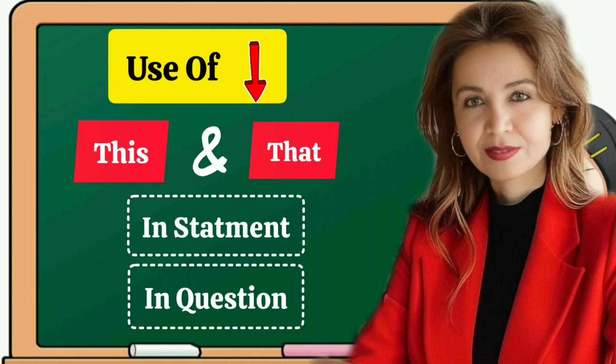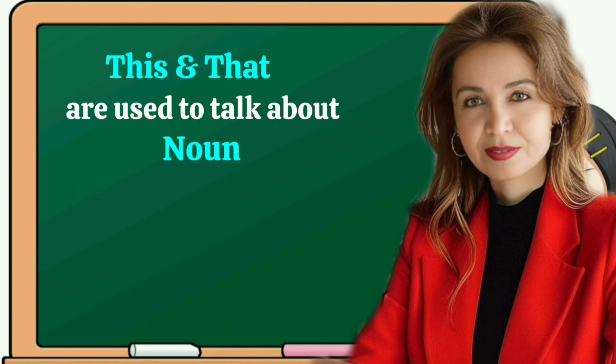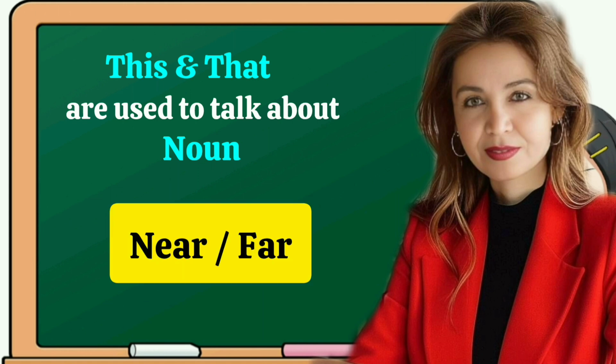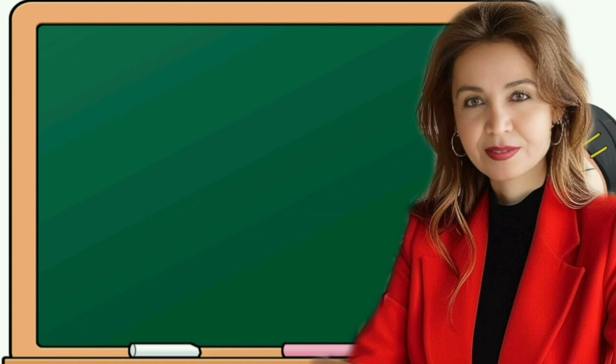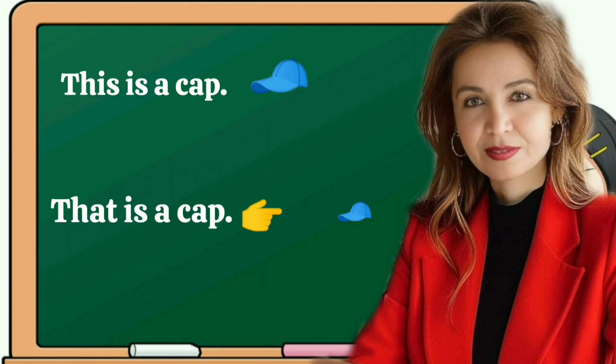In this video, we are going to talk about this and that. This and that is used to talk about nouns that are close to us or maybe far away from us. So let us have a look at this sentence. This is a cap.